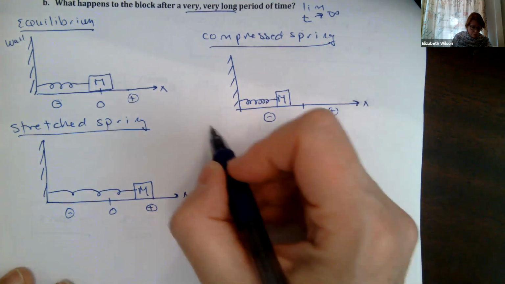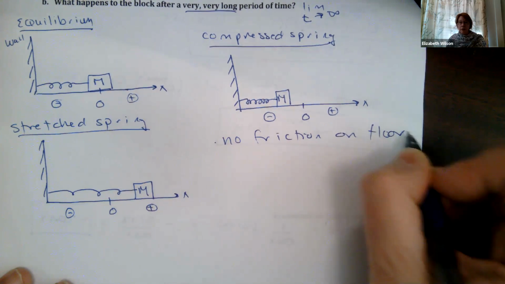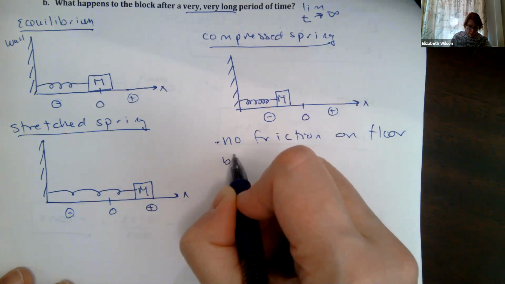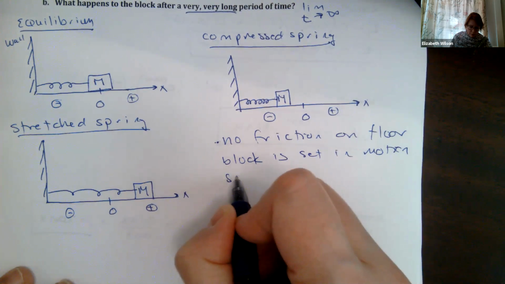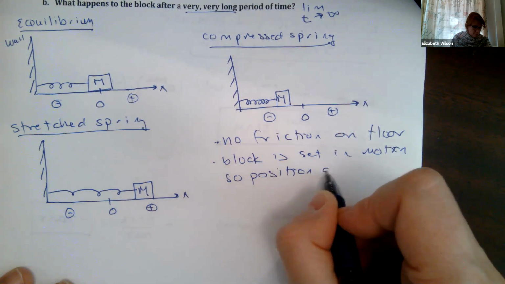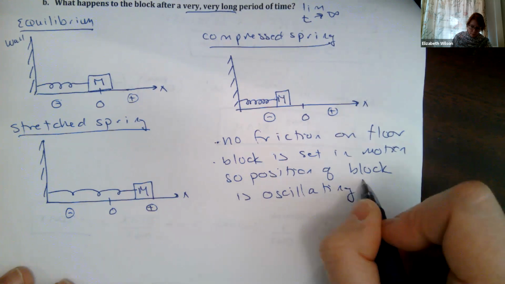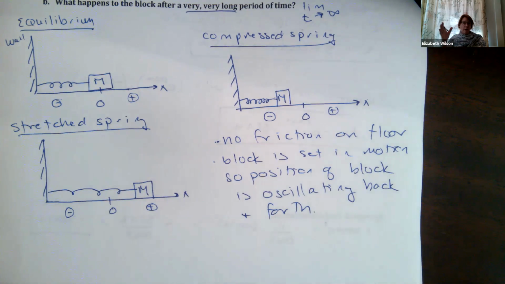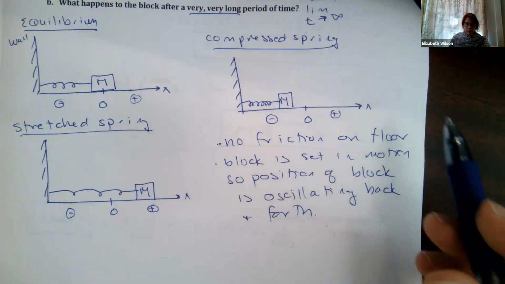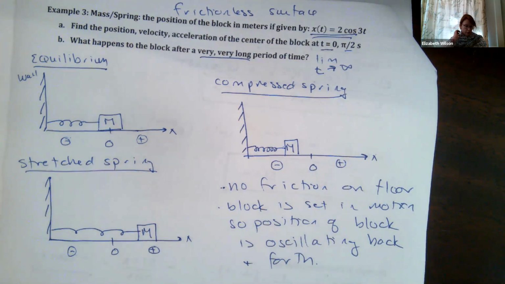All right, let's write down some points here. There's no friction on the floor. So the block is set into motion. Position of the block: without friction, this block is just going to oscillate back and forth. There's nothing to slow it down, so once I set it in motion, it's going to stay in motion. We were given the equation for the position. You can tell it's oscillatory because of the cosine; the cosine function describes that oscillation back and forth.